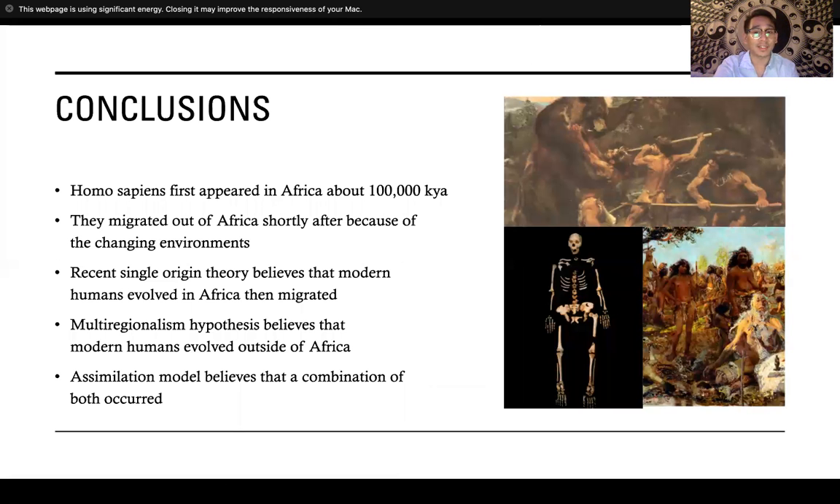And now, finally, the summary. Homo sapiens first appeared in Africa about 100,000 years ago. They migrated out of Africa shortly afterwards because of the changing environments. The recent single origin theory believes that modern humans evolved in Africa, then migrated, while the multi-regional hypothesis believes that modern humans evolved outside of Africa, and the simulation model believes that a combination of both occurred.